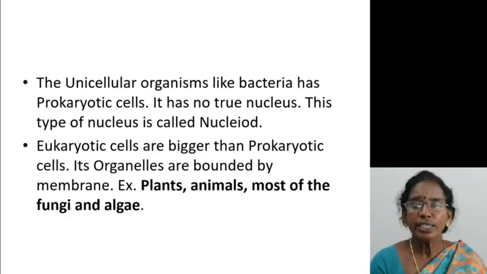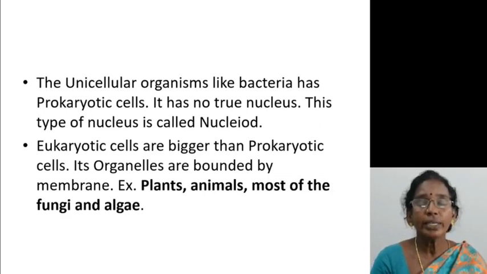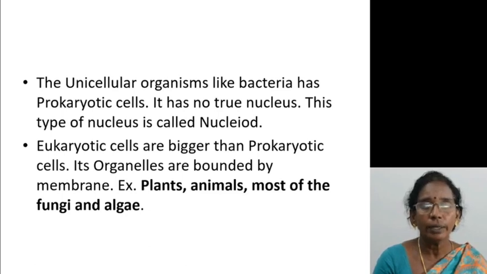The unicellular organisms like bacteria have prokaryotic cells. It has no true nucleus. This type of nucleus is called nucleoid. Eukaryotic cells are bigger than prokaryotic cells. Their organelles are bounded by membranes. For example, plants, animals, most of the fungi and algae.